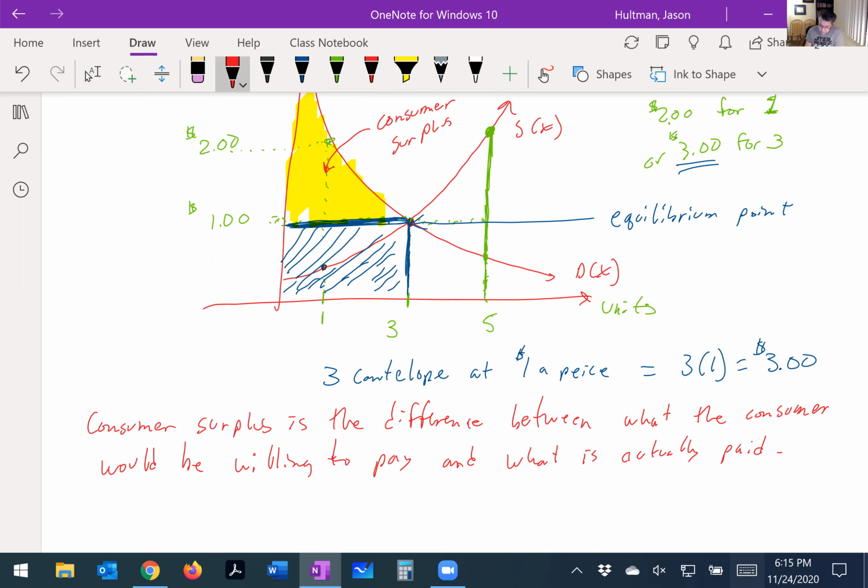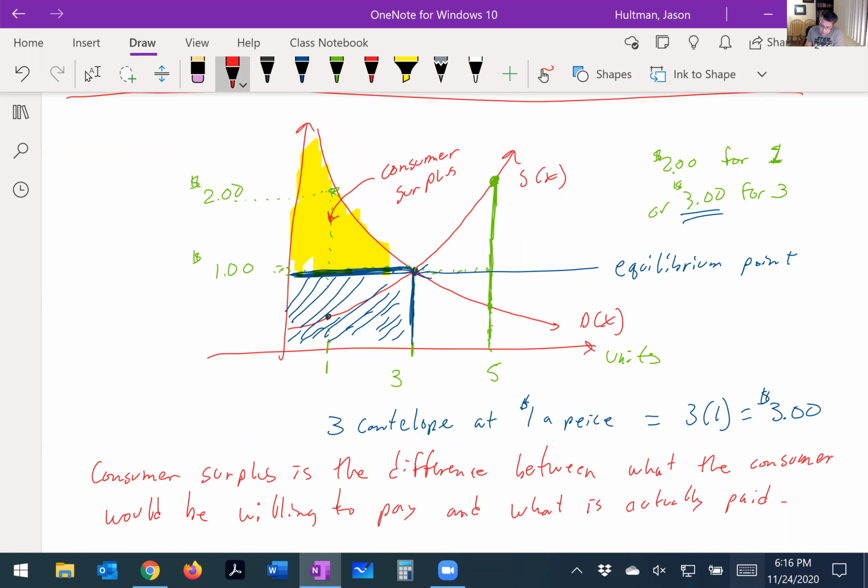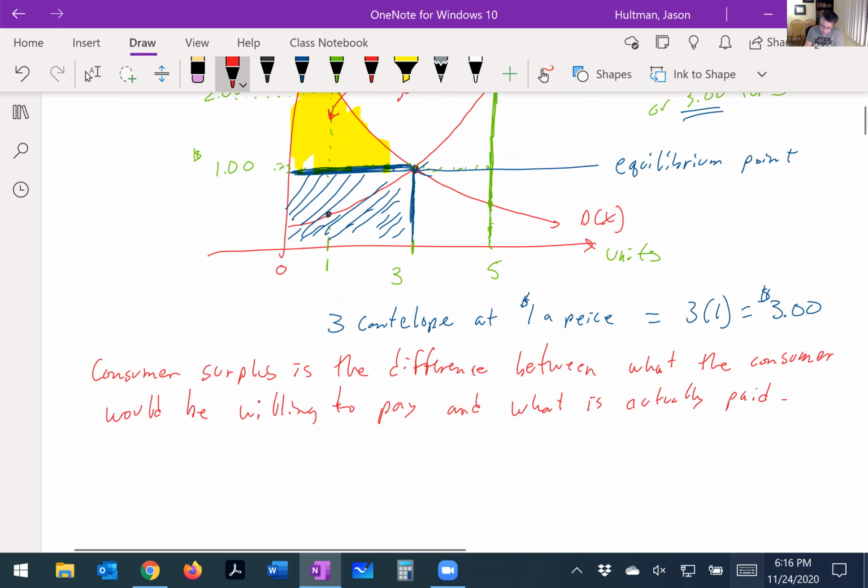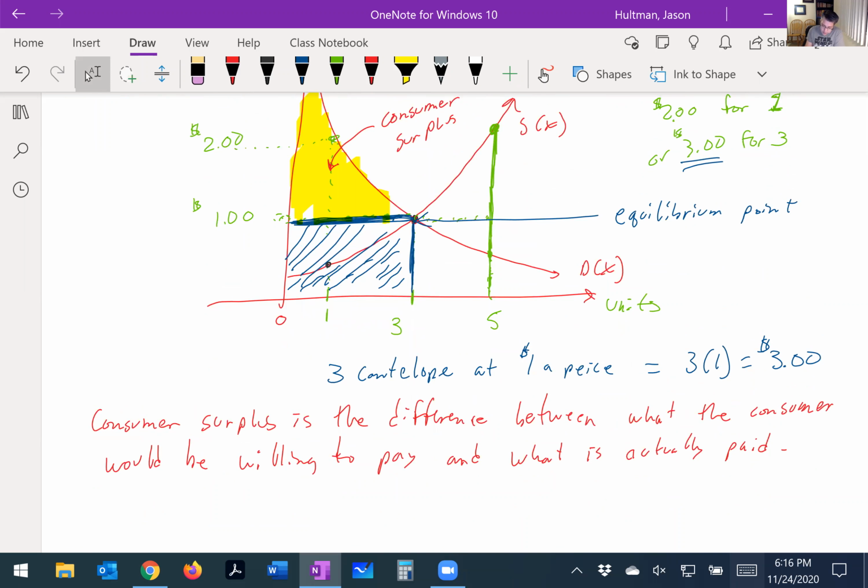It's basically the area under the curve, the total area in the curve from say 0 to 3. It's the total area under the curve minus the rectangle, because there is overlap here. So the yellow is the total area in the curve, but then I subtract out the rectangle, and the top part is the consumer surplus.